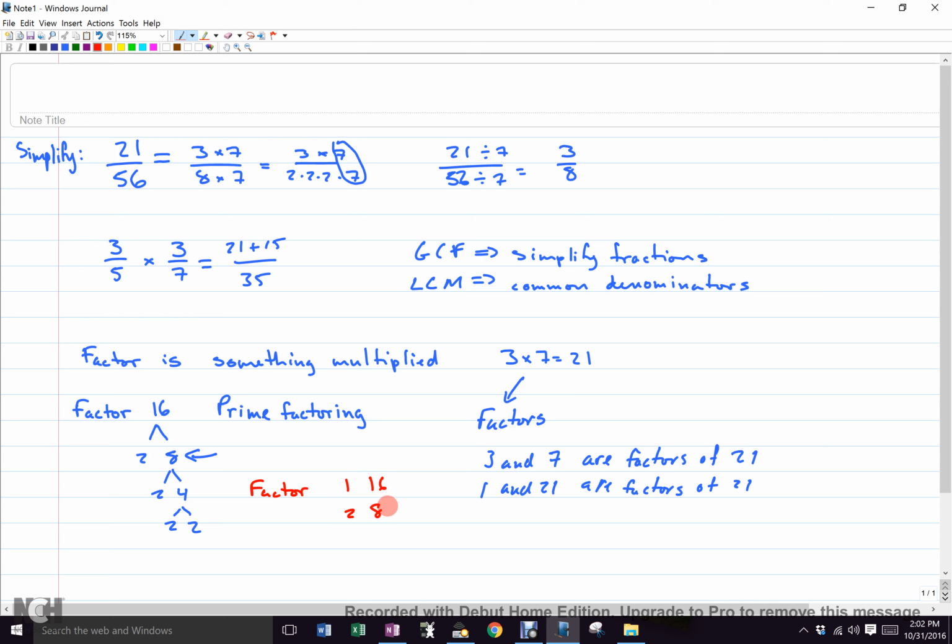Yeah? So if I asked you to do this, what? Oh, right, 4 and 4. Thank you. 4 and 4. If I asked you to do this, factor 72, in this unit, I'm looking for the pairs, right? So we'd have 1 and 72. 2 and what? 36. 3 and 24. 4 and 18. 6 and 12. And 8 and 9. Cool?